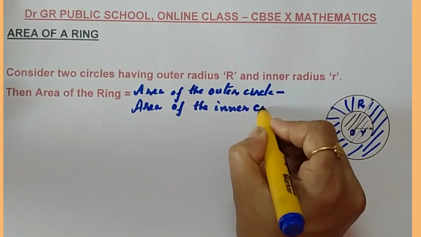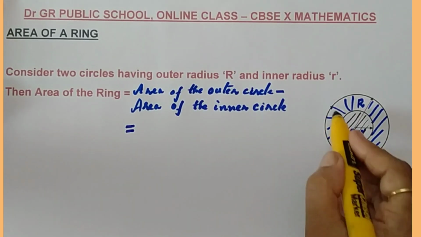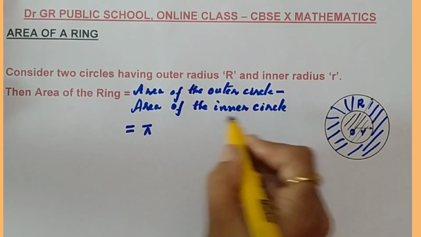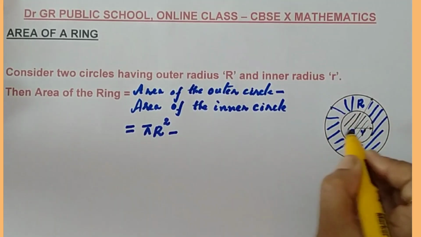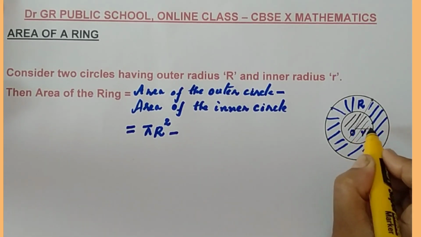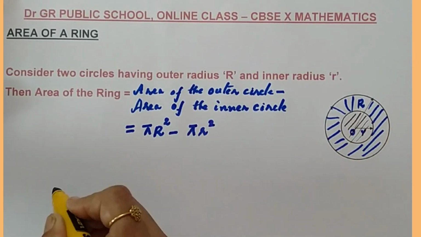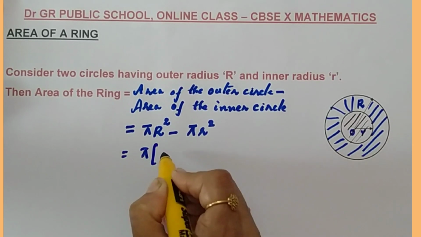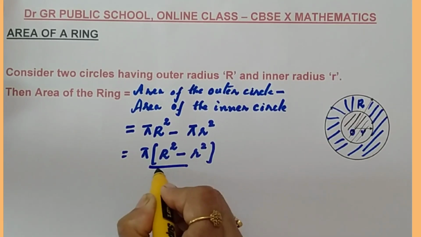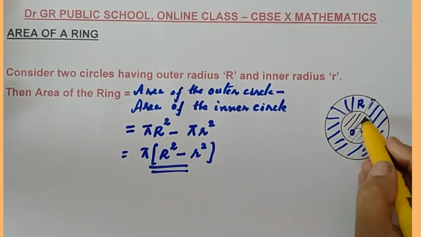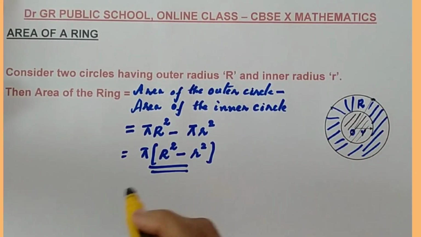Area of the inner circle. Okay, equal to, what is the area of the outer circle? Anyway, the area of a circle is pi r square. Outer circle has a radius capital R, so I am going to take it as pi capital R square, minus area of the inner circle. Inner circle has a radius small r, so the area of the inner circle will be pi small r square. If you take pi common outside, what remains there? Capital R square minus small r square. Actually, this is the formula to find the area of a ring: pi capital R square minus small r square, where capital R is the radius of the outer circle and small r is the radius of the inner circle.